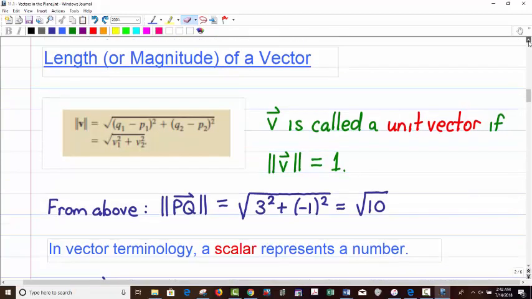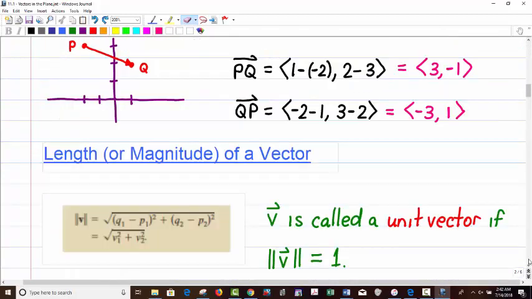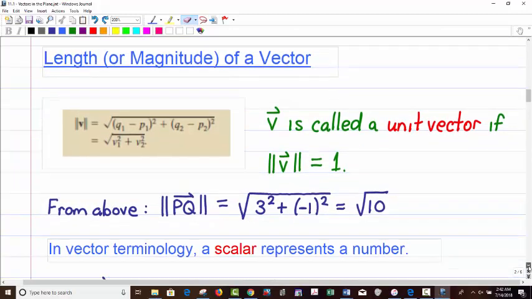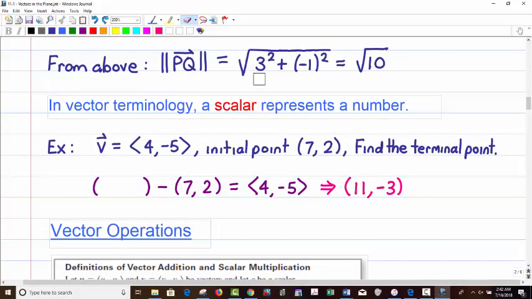We figured out that PQ was (3, -1). So its magnitude, its length, would be the square root of 3 squared plus (-1) squared. So that vector would have a length or magnitude of the square root of 10. Now in vector terminology, when we say scalar, that represents a numerical value. And we'll talk about how scalars and vectors work with each other.